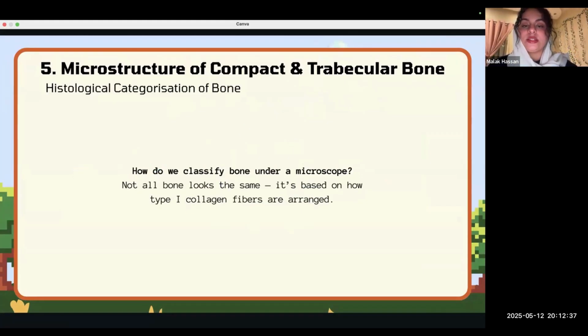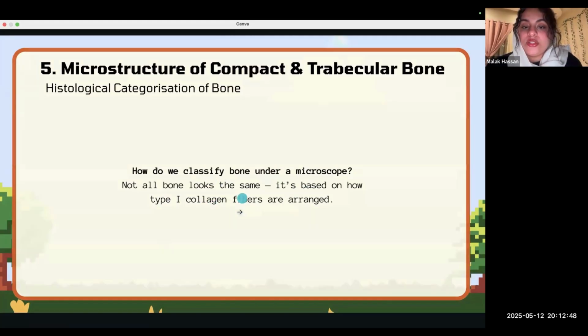Now, how do we histologically classify or categorize bone under a microscope? So, how is it classified? It's basically based on how type 1 collagen fibers are arranged.